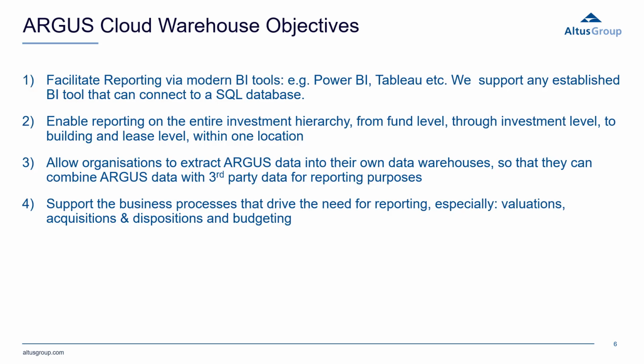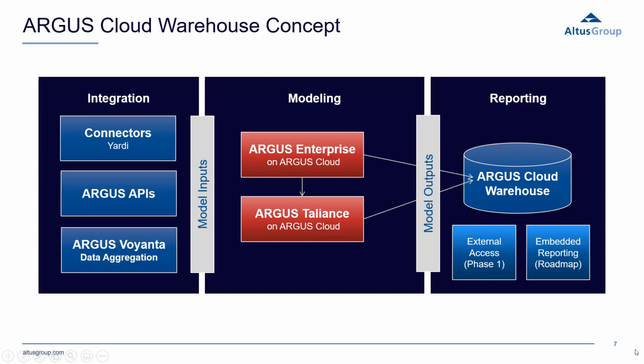So what does that look like conceptually? The red boxes in the middle of the screen represent AE and AT, the two main solutions of the ARGUS investment suite that generate and aggregate data. Over on the left of the screen are the ways we can get data into an ARGUS database. The ARGUS connector moves data from an external program directly to your ARGUS solution without the need for any additional development work or middleware on your side.